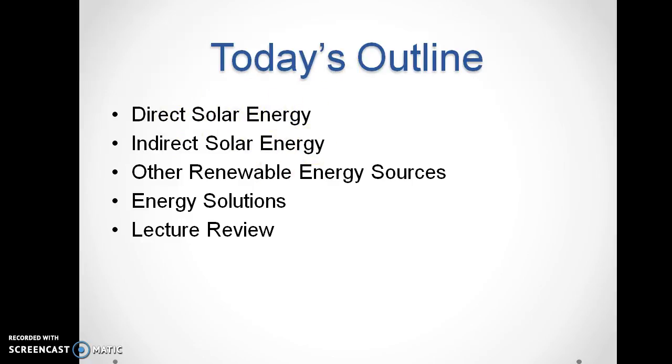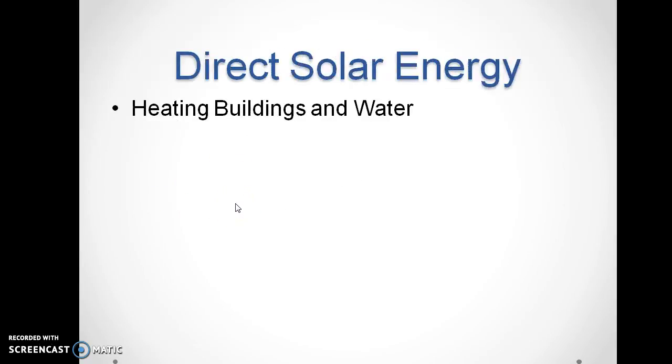So I am going to discuss that a little bit, and then I'm going to jump down to energy solutions. So using the sun, we call any energy that uses the sun directly direct solar energy. Direct solar energy would be, for example, if we were using solar panels. Okay, we're directly using the sun's energy to make electricity, for example. But we can also use the sun's energy to do things other than just make electricity. We can use it really basically to heat buildings and water.